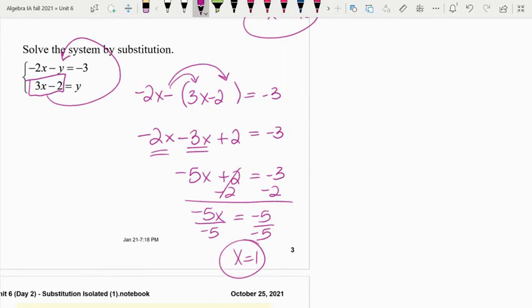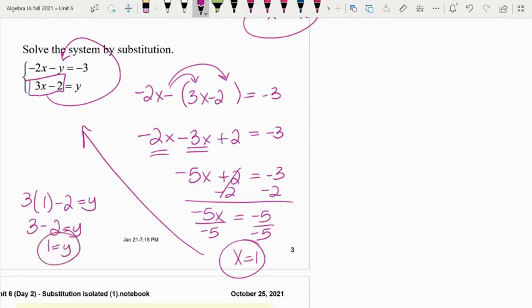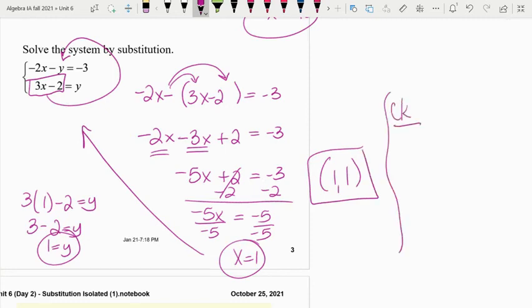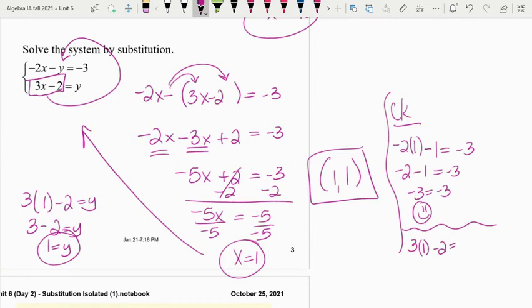Go back to where I had that, what was y equals? So 3 times 1 minus 2 equals y. So 3 minus 2 equals y, so 1 equals y. So my solution is 1, 1. And I'm going to check this. So negative 2 times 1 minus 1, does that equal negative 3? So negative 2 minus 1 equals negative 3. Yes. And then the other equation is 3 times 1 minus 2, does that equal your y of 1? So 3 minus 2 equals 1, 1 equals 1, yep.